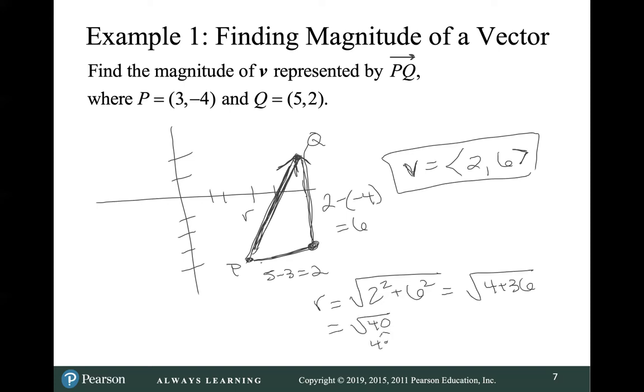40 is 4 times 10. So we have 2 times the square root of 10. Square root of 4 is 2. I knew that 4 was a perfect square. Okay, so the 2 comes out of the radical and the 10 stays in. So our magnitude is 2 root 10. We don't have units, so that's how we leave it.